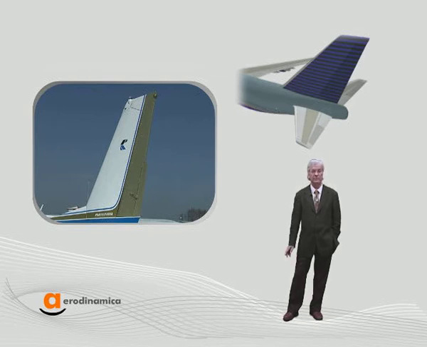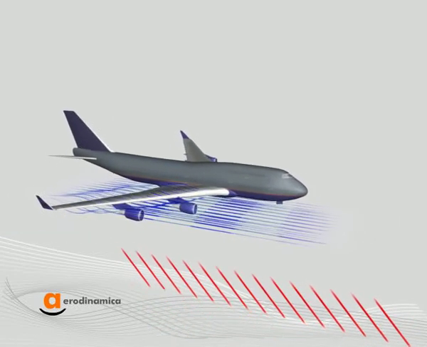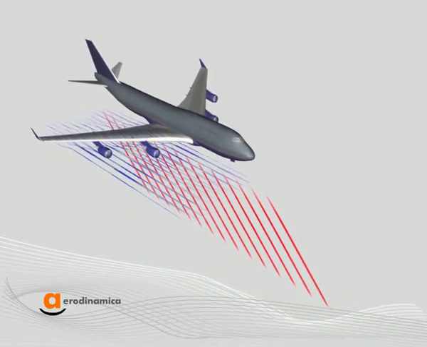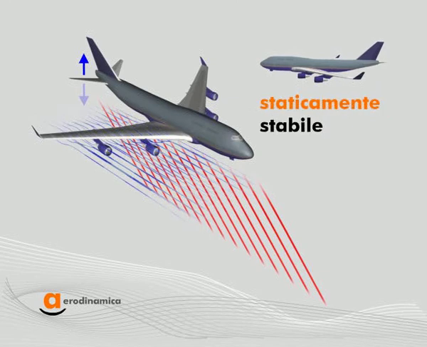How does it work? A vertical gust is equal to a variation of the angle of attack. This variation is felt by the wing and the horizontal tail as well. This causes a horizontal tail lift to be generated and consequently a stabilizing or destabilizing moment for the airplane.